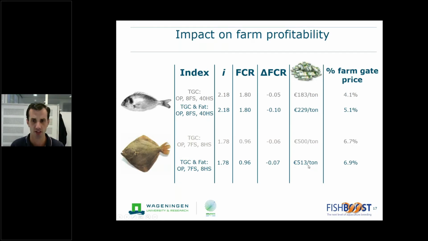And the reason that this difference is only that small is because for turbot, the economic importance of improving growth is relatively high compared to improving feed conversion ratio. And that's different for sea bream. For sea bream, feed conversion ratio is relatively important compared to growth. So if you include fat content, you increase farm profit more.